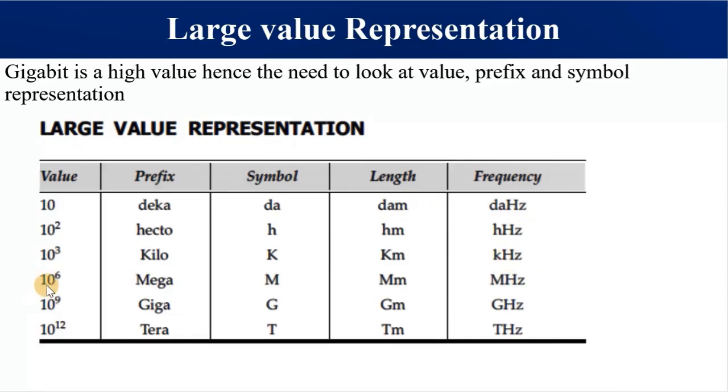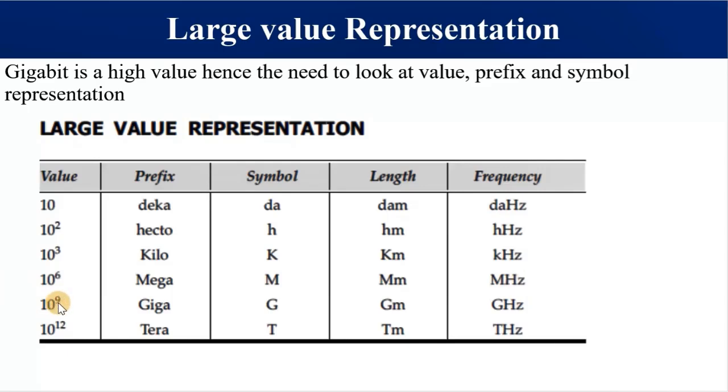10 to the power 6 has a value of 1 million. In engineering notation, the prefix for 1 million is mega. The symbol is a capital letter M. For example, 1 megabit per second. Please take note, this is a capital letter M, this is capital letter K. And in frequency, 1 million hertz is 1 megahertz.